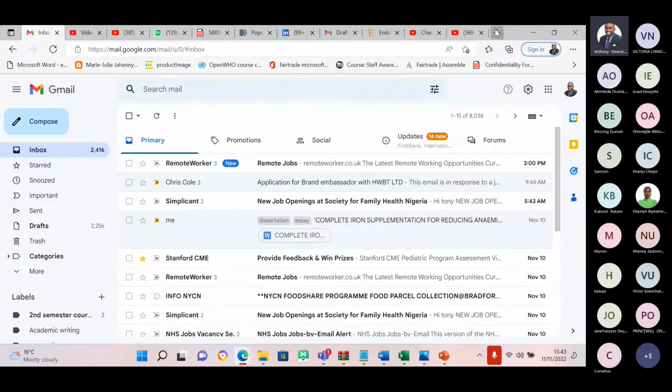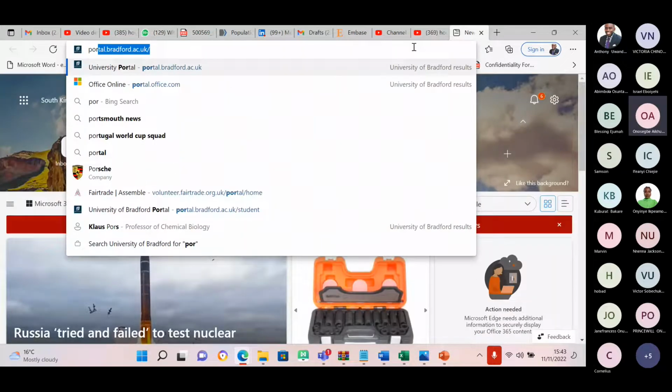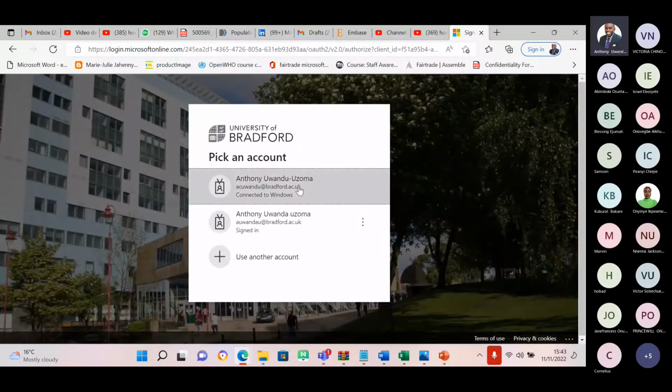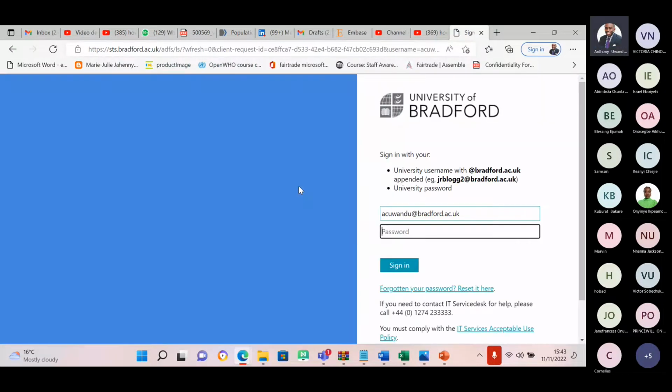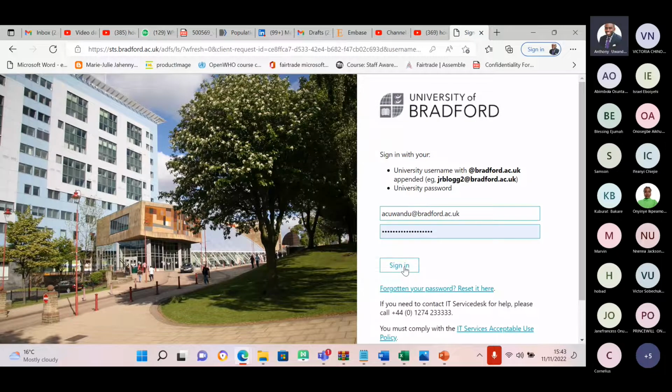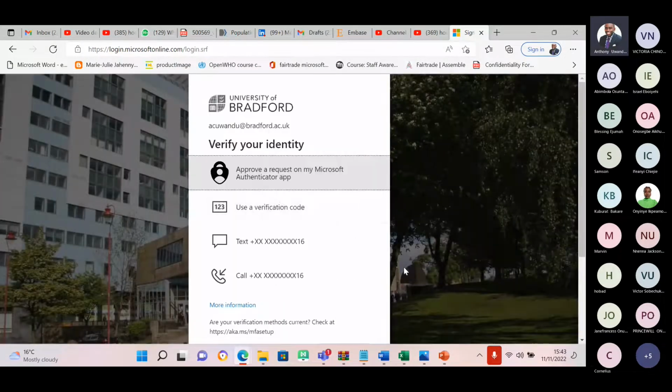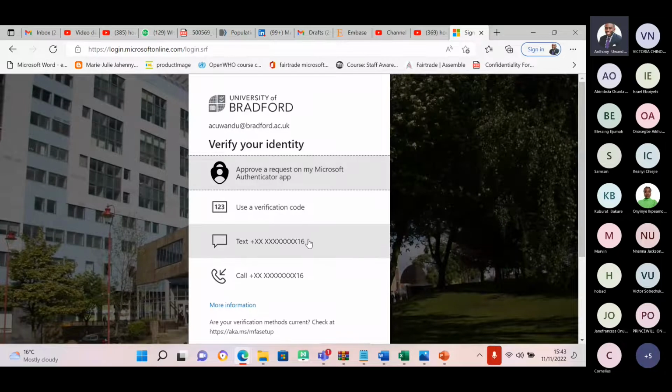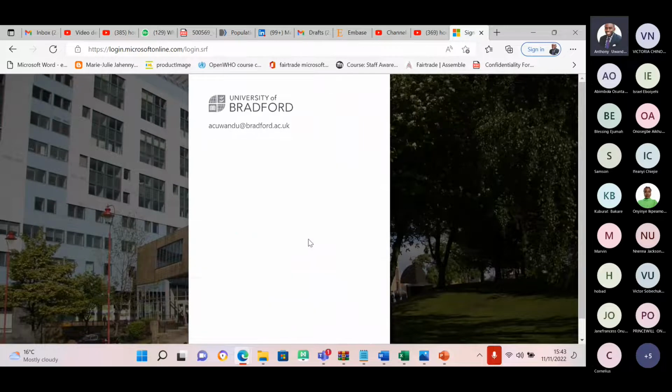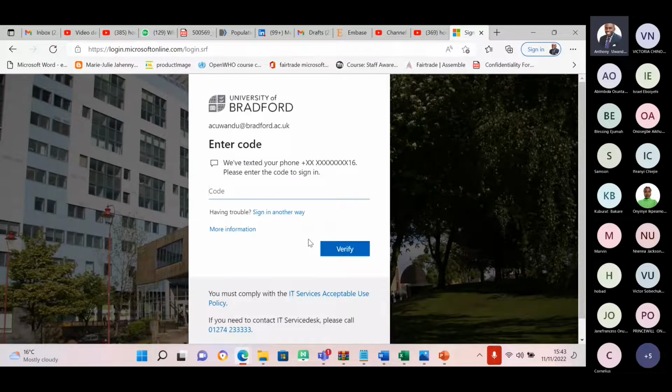So if you go to portal.bradford.ac.uk, at least now I've given you a lecture. So it's now left for you to read up. When you now read, you will understand it. Use textbooks and validate your research methodology. As simple as that. You don't need to start doing copy and paste. So let me log in and show you, give you an example.